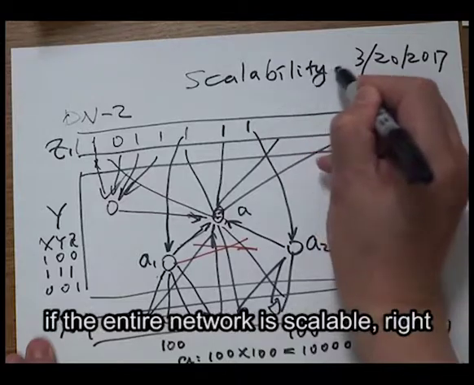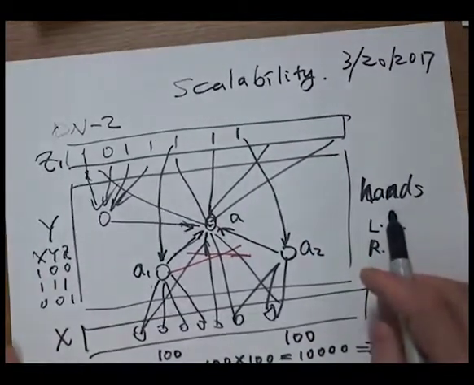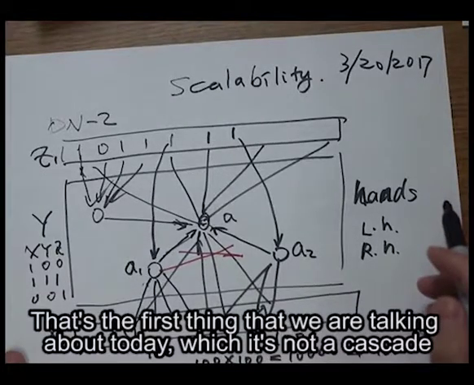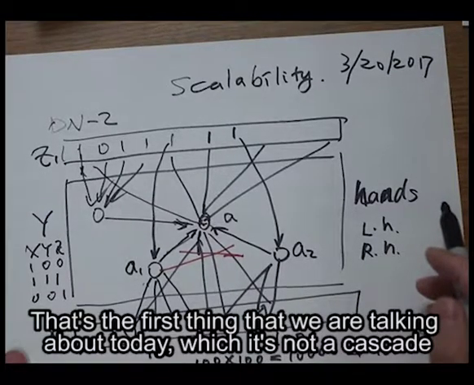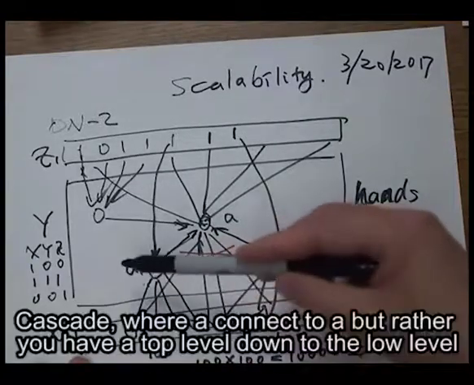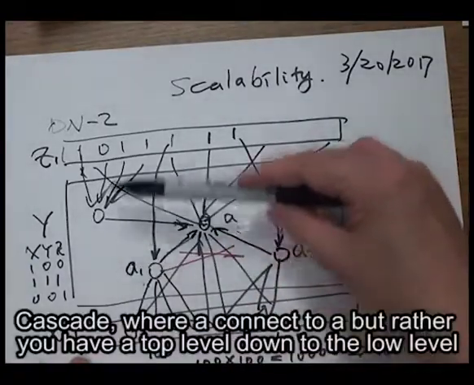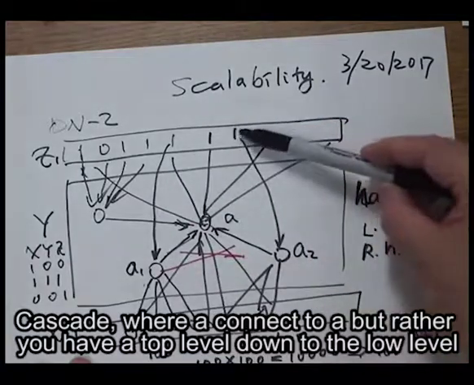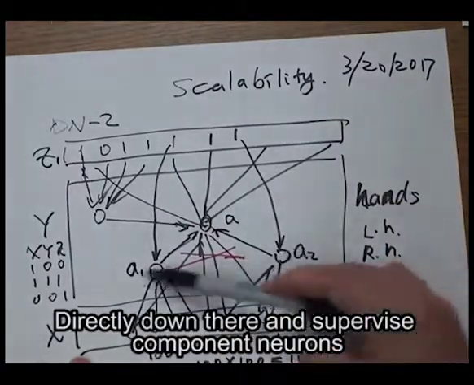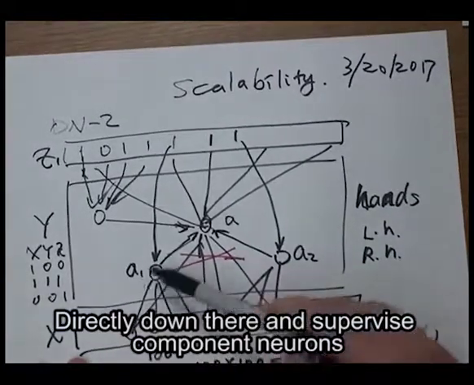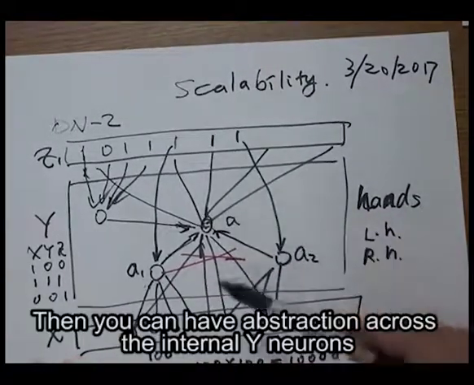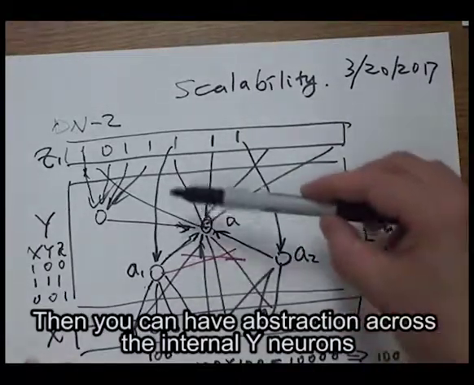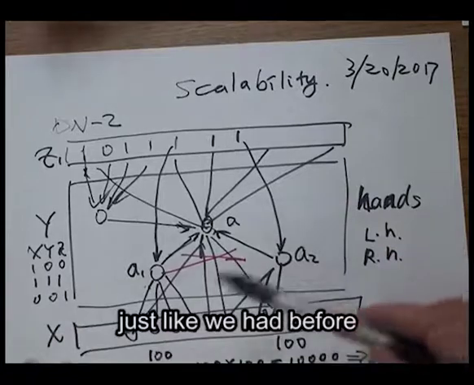If the entire network is scalable, all right, for a very complex network, that's the first thing that we are talking about today, which is it's not a cascade. It's not a cascade like A is a layer, but rather you have a top level down to the low level. See that top directly down there, and the supervised components neurons. Then you can have an abstraction across the internal Y neuron, just like we had before.